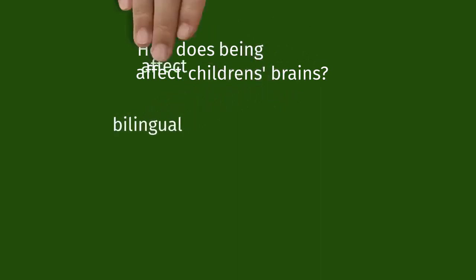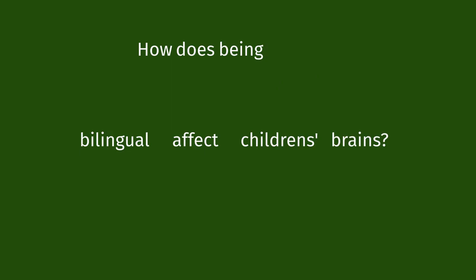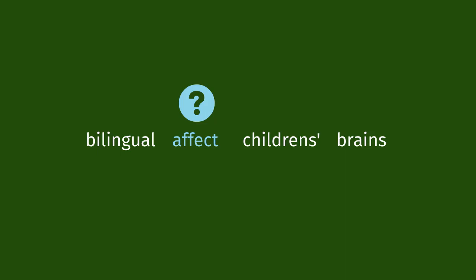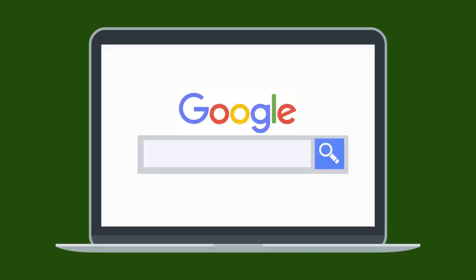First, we want to pick out only those words that are directly related to our research question and eliminate the ones that are not going to help us much. How, does, and being are not words specific to our research question, so we're not going to use them. What about affect? It could help, but it could also appear in a lot of information not directly related to our question, so let's eliminate it for now. That leaves us with three great keywords: bilingual, children, and brain. Now we're ready to put those words together.